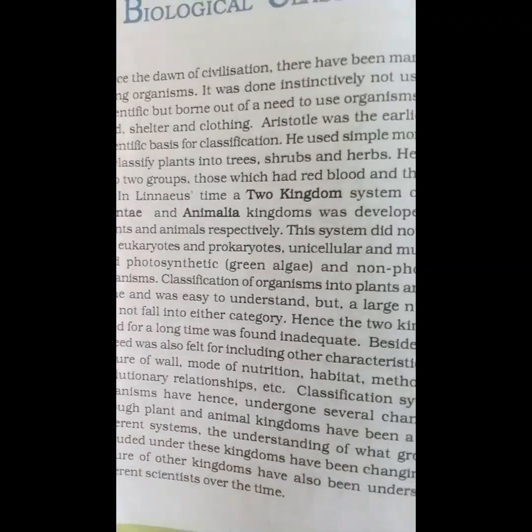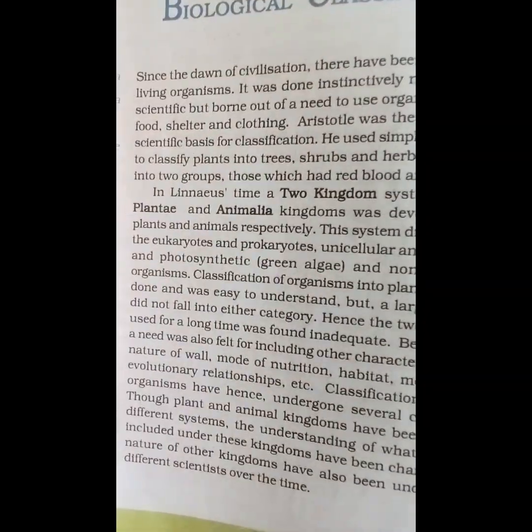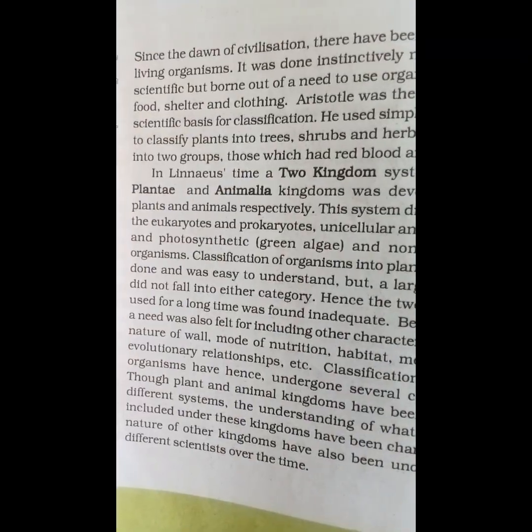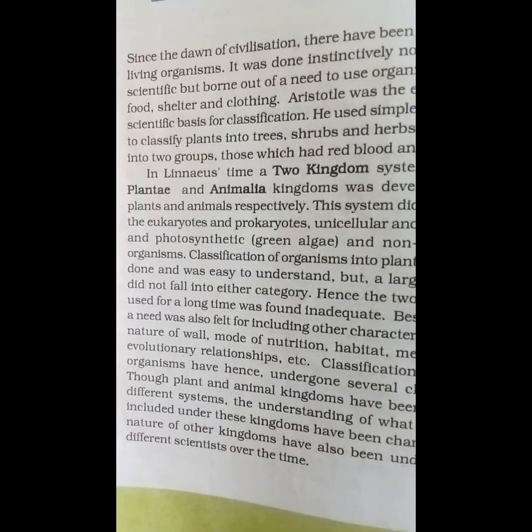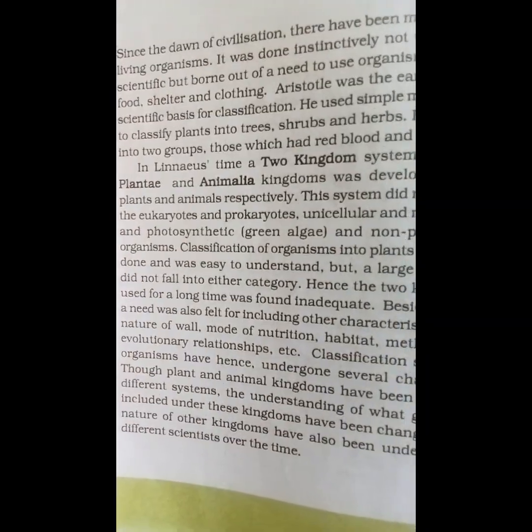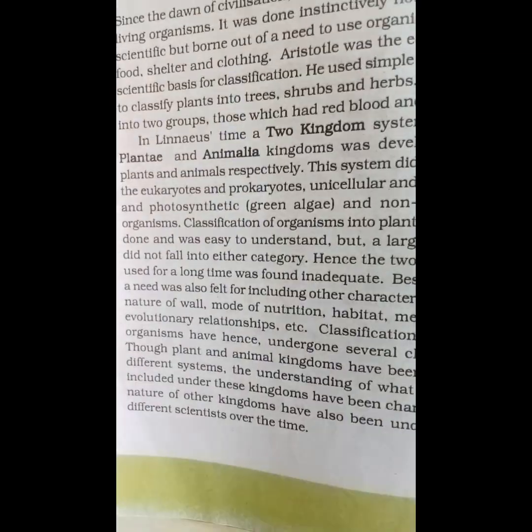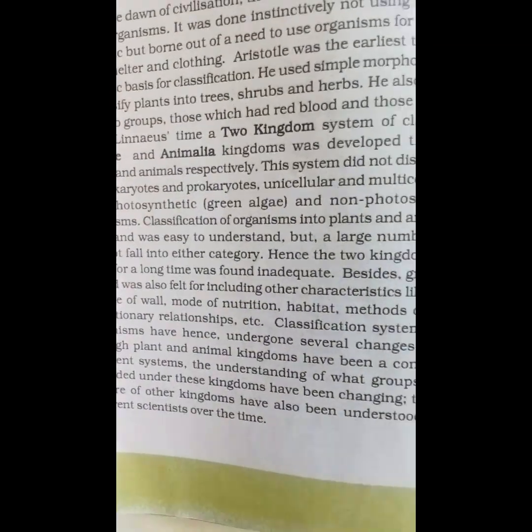In Linnaeus' time, a two-kingdom system of classification with Plantae and Animalia kingdoms was developed that included all the eukaryotes and prokaryotes, unicellular and multicellular organisms, and photosynthetic green algae and non-photosynthetic fungi. Organisms that did not fall easily into either plants or animals made the two-kingdom classification, used for a long time, inadequate.